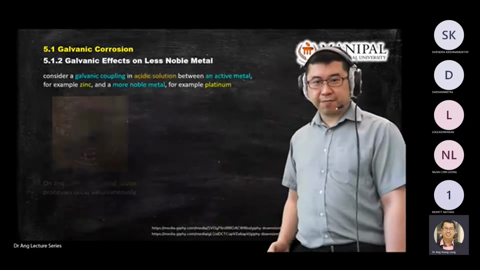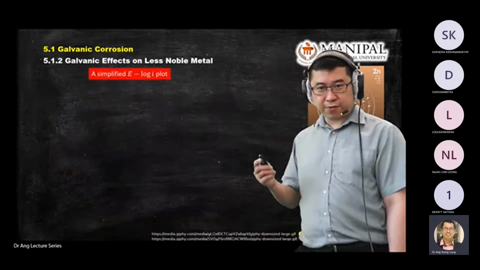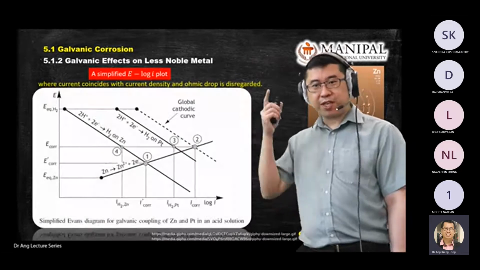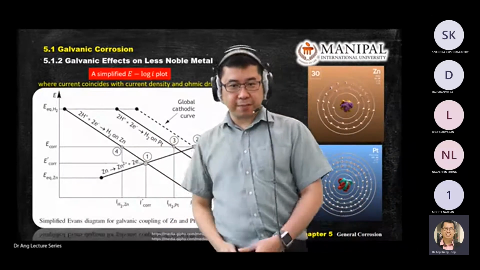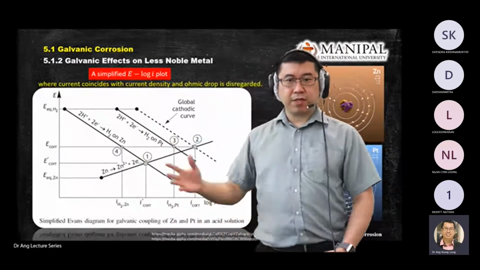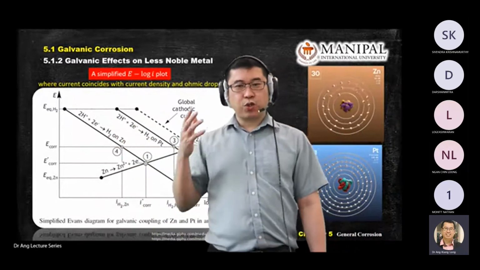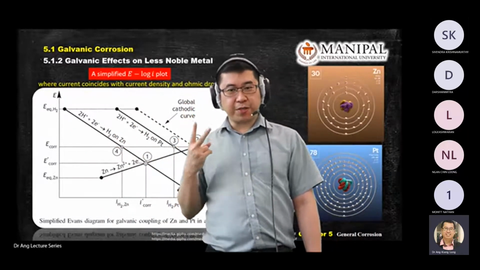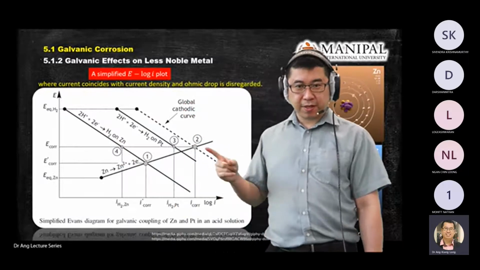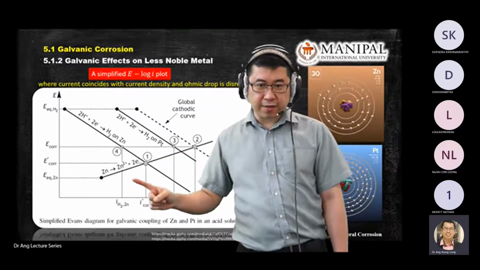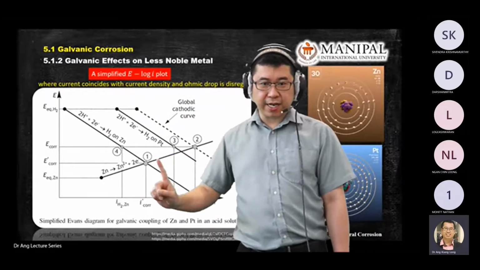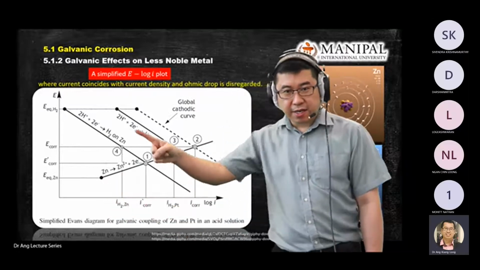I try to explain the theoretical process between platinum and zinc. On this graph, there are two lines that represent the materials: the zinc line and the platinum line.